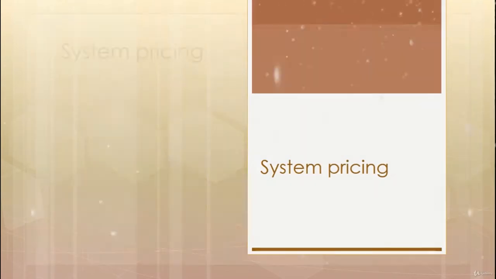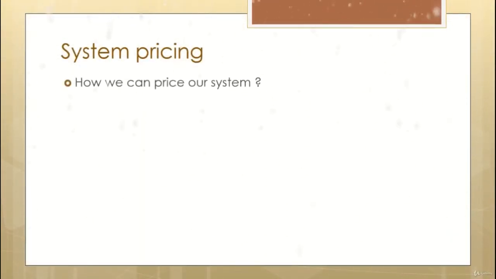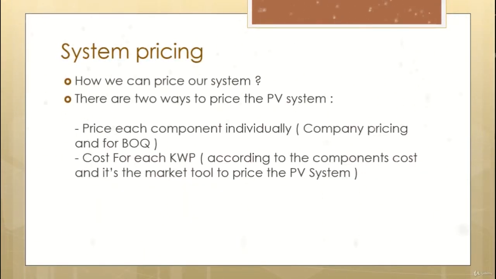Now we are going to learn how we can price our system. Actually, there are two main ways to price the PV system. Price each component individually, and this is what happens in the PV companies. We use this price for each component to make the BOQ, which is the bill of quantity, and we will see it in the financial report. So, price each component individually. This is the company pricing inside the company.